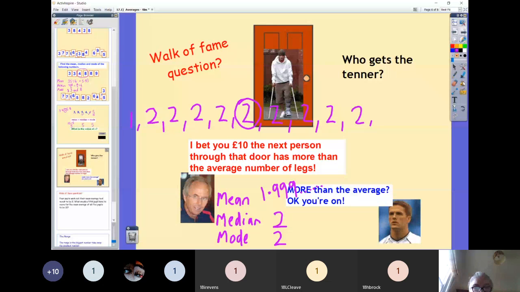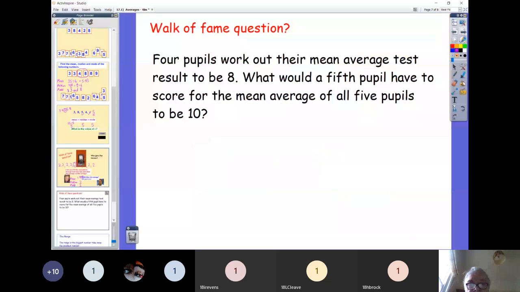Okay, so four pupils work out their mean average test result to be 8. What would the 5th pupil have to score for the mean average of all 5 pupils to be 10? Okay, so we've got 4 pupils who have got 8.